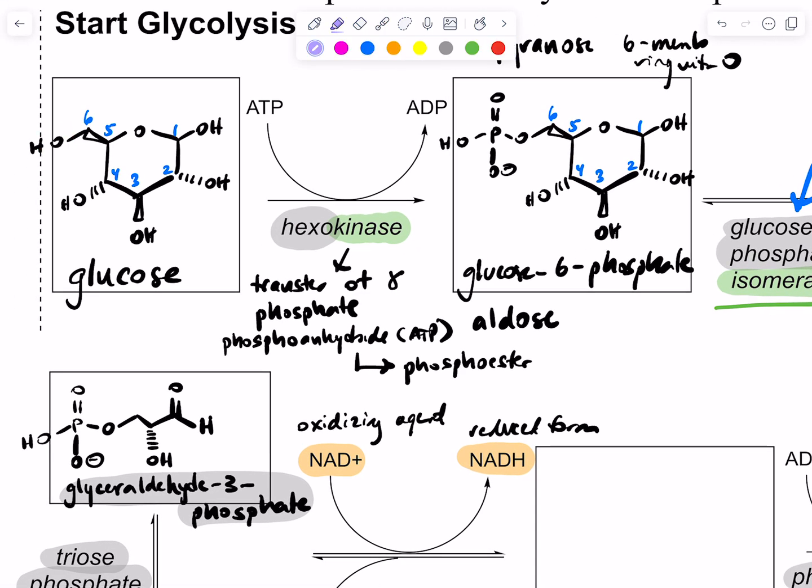OH on C1 acts as a nucleophile, gets deprotonated, attacks the gamma phosphoryl group on ATP. There's an intermediate. Electrons kick down, ADP is released as the leaving group, and you make the new phosphoester.